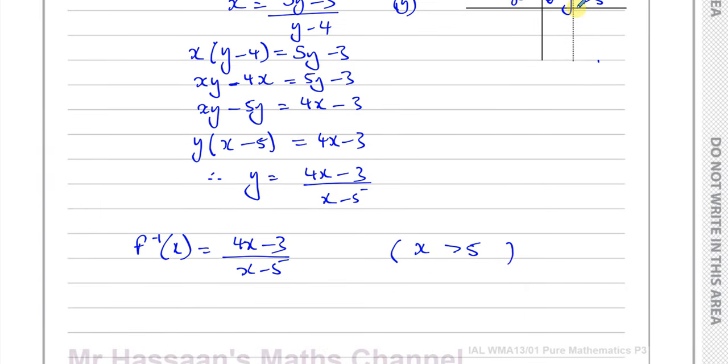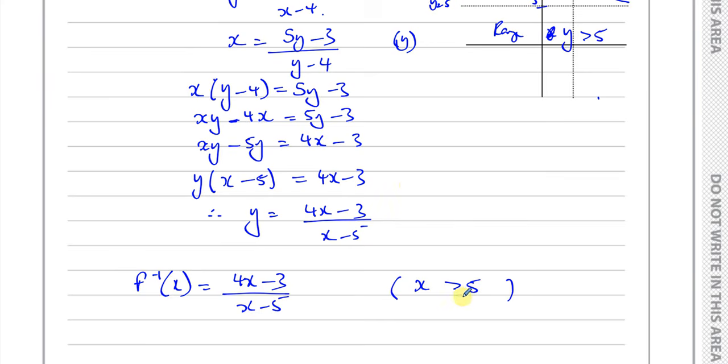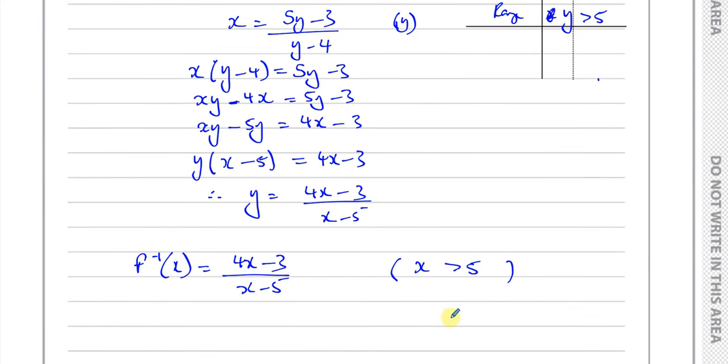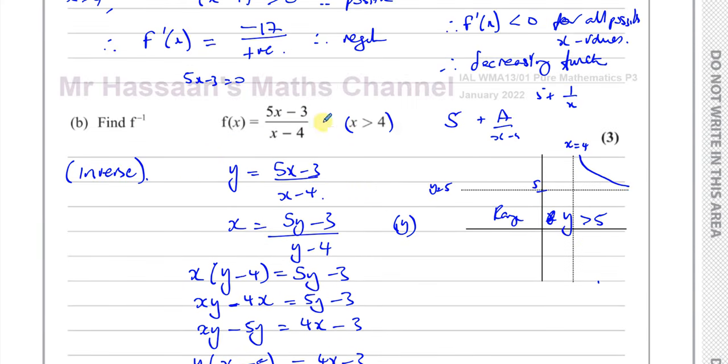The range of the original function is equal to the domain of the inverse function. So that's how you can quite quickly work out what the domain of the inverse function is by thinking about the range of the original function, and you can do that quite easily by working out the asymptotes.